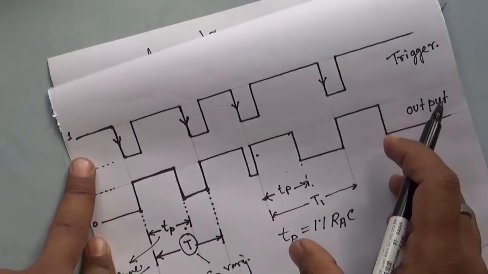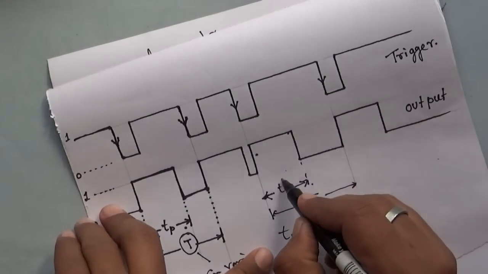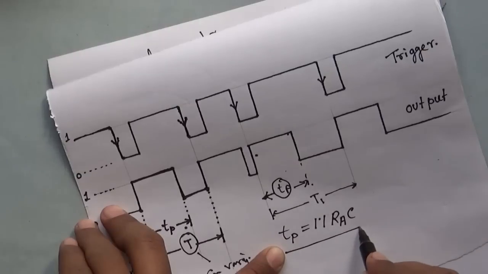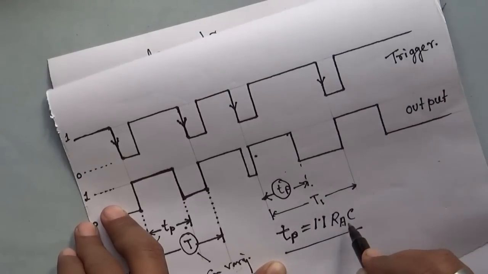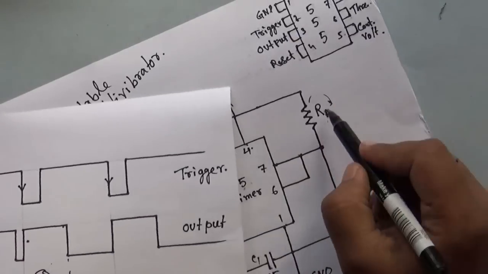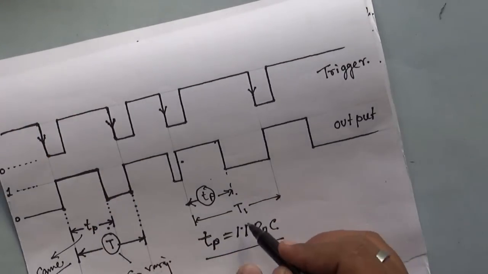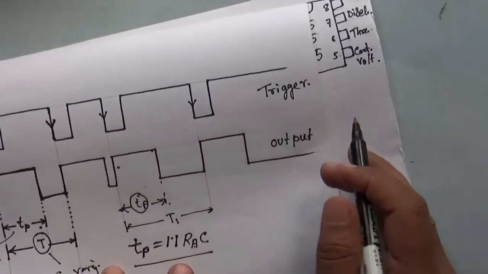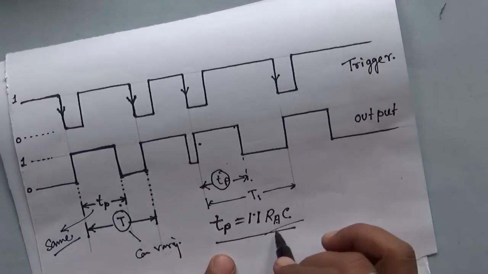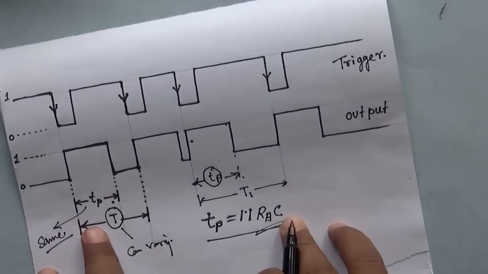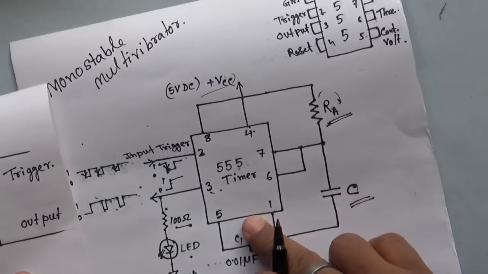Suppose here it is T1. Here we can see T1 is not the same as T, but here TP is the same. It is 1.1 RAC. Every time TP is 1.1 RAC. By changing RA and C, the TP can also be changed. And also we observe this basic principle is used in many industries. So we can measure the TP for the monostable multivibrator.